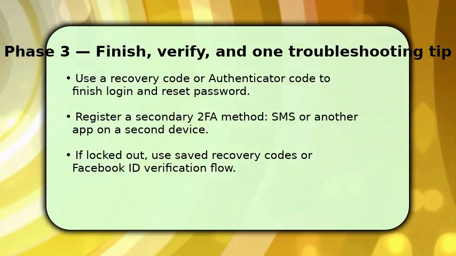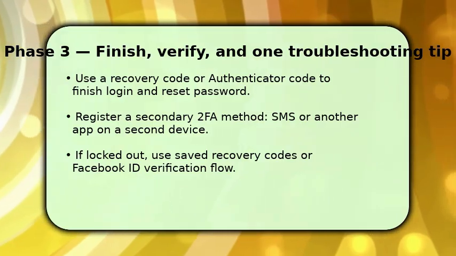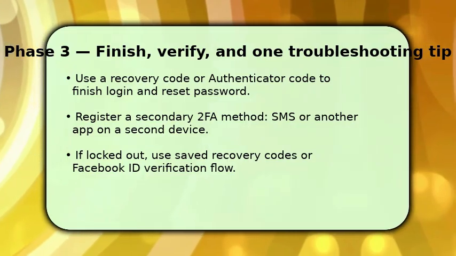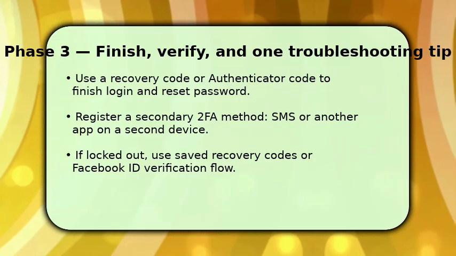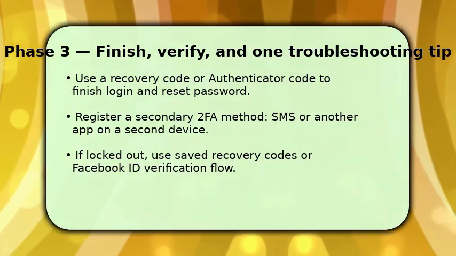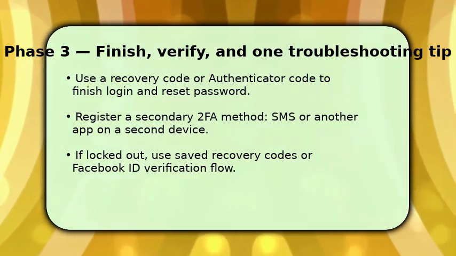Once inside, add at least one secondary 2FA method, such as SMS or a second authenticator on another device. This prevents single points of failure. If something goes wrong, try your saved recovery codes first. If those fail, use Facebook's identity verification flow. Keep backups secure, because losing them can prolong recovery significantly.